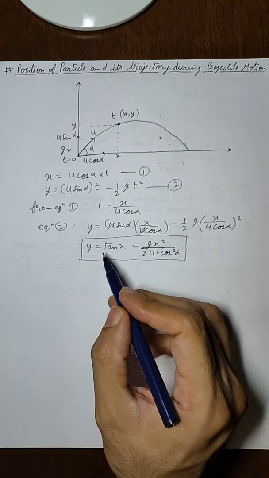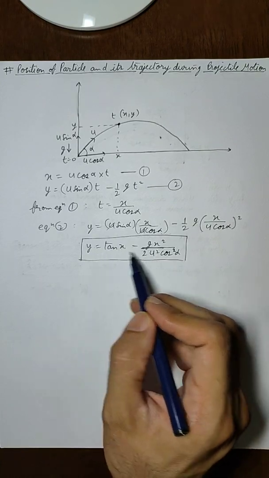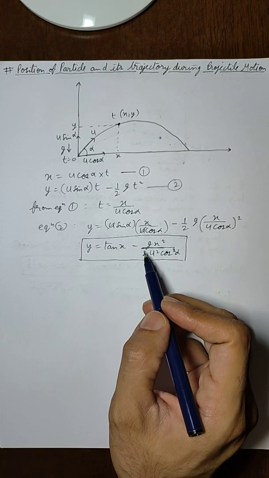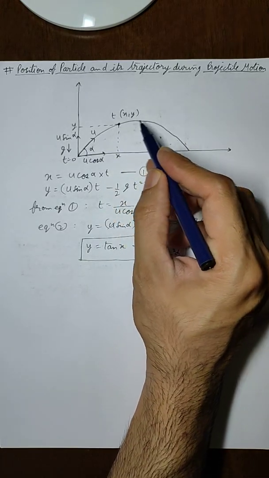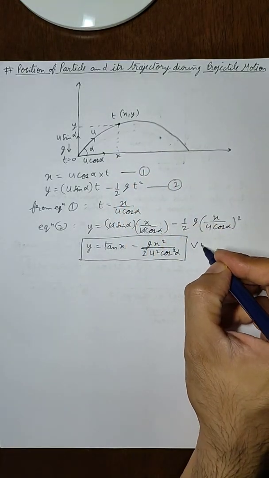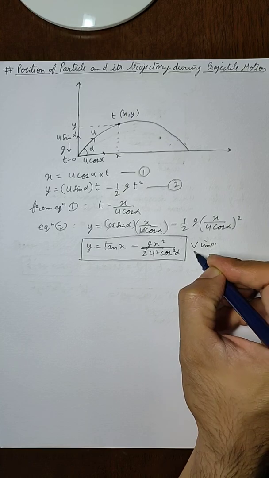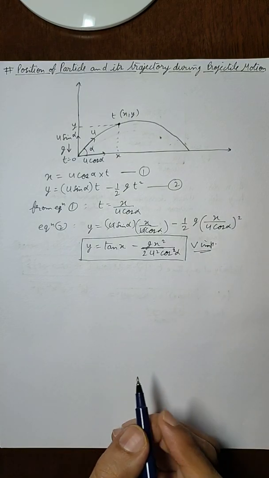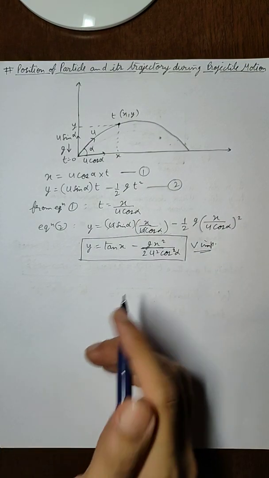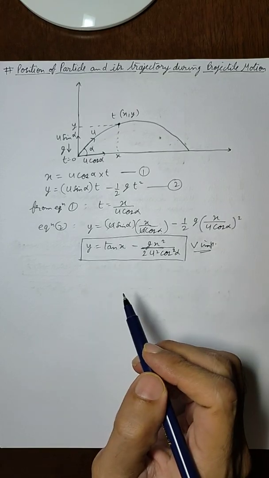And this equation is between y and x. Using this equation we can find the position of the particle at any point in the entire motion. So this is very important. In many numericals it is applied directly. So in future we'll see several examples using this equation.